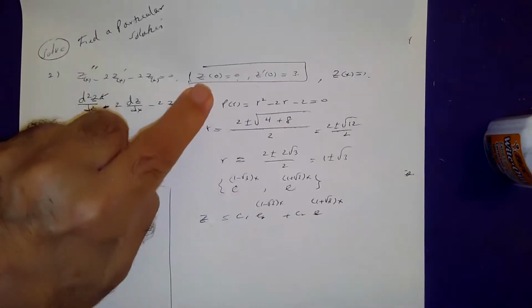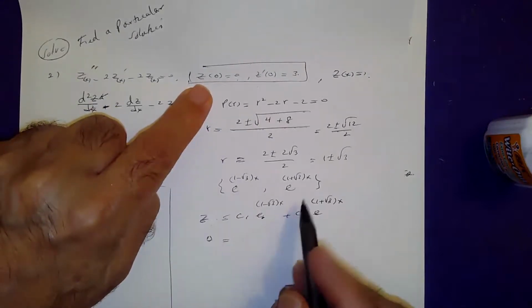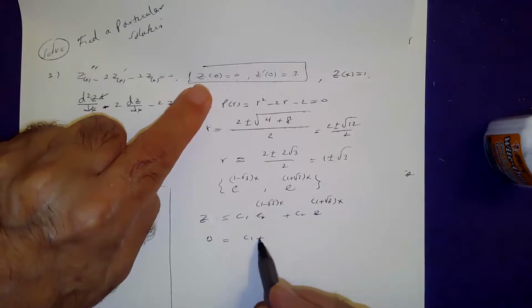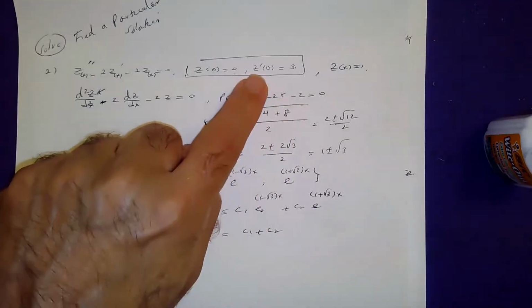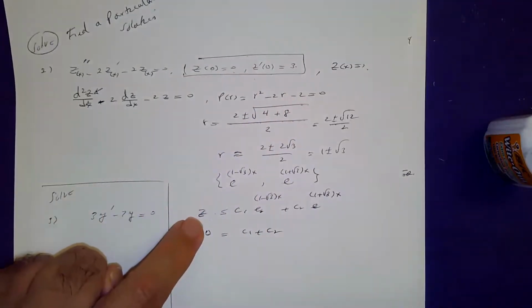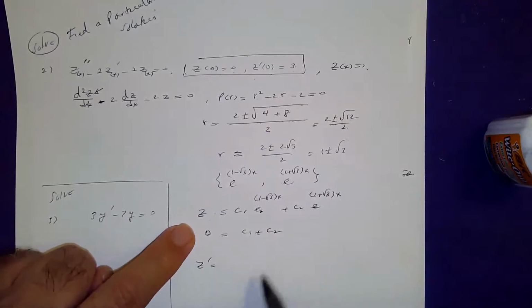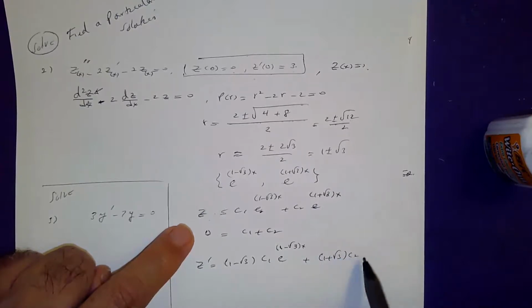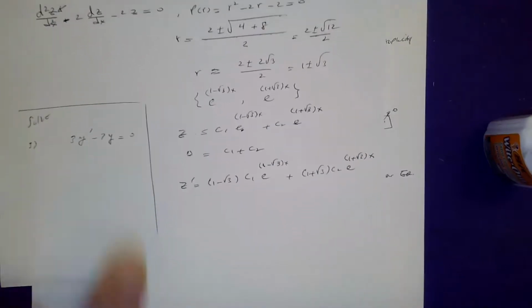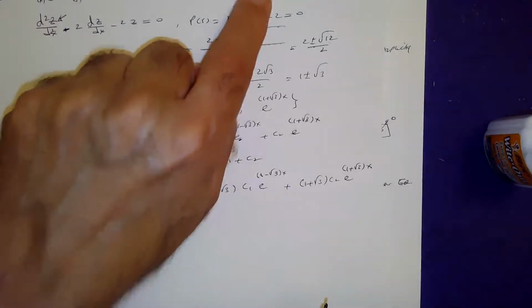So impose the first condition, 0, and replace the x's with 0, so you get this. To impose the second condition, I have to take a derivative of my answer, which is z prime equals 1 minus the square root of 3, c1 e to the power of 1 minus square root of 3x. And this guy is 1 plus the square root of 3, c2 e to the 1 plus square root of 3x. Now impose this condition.